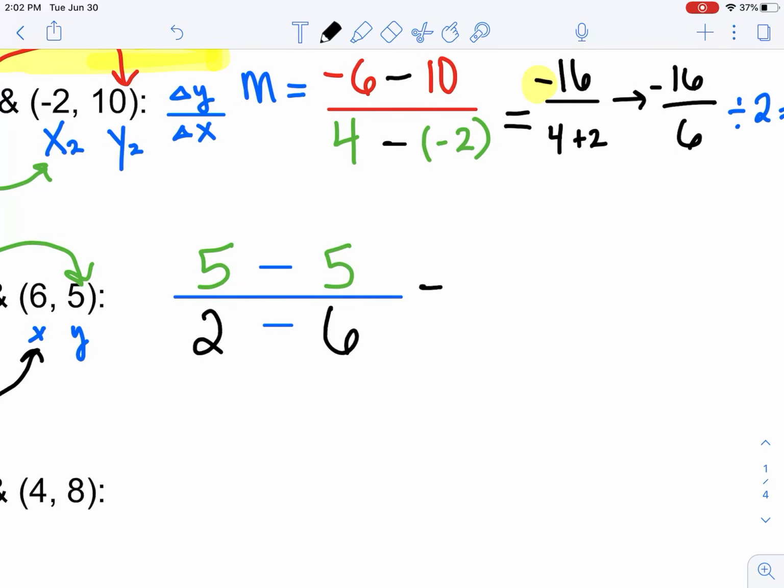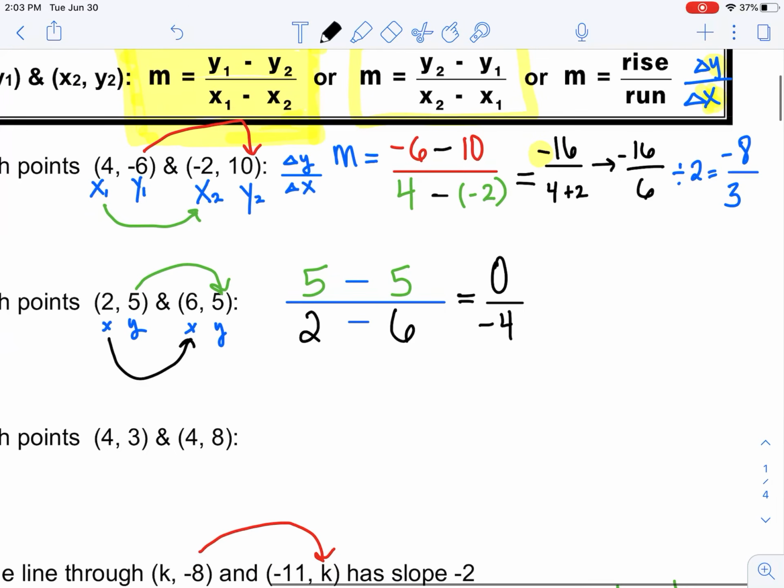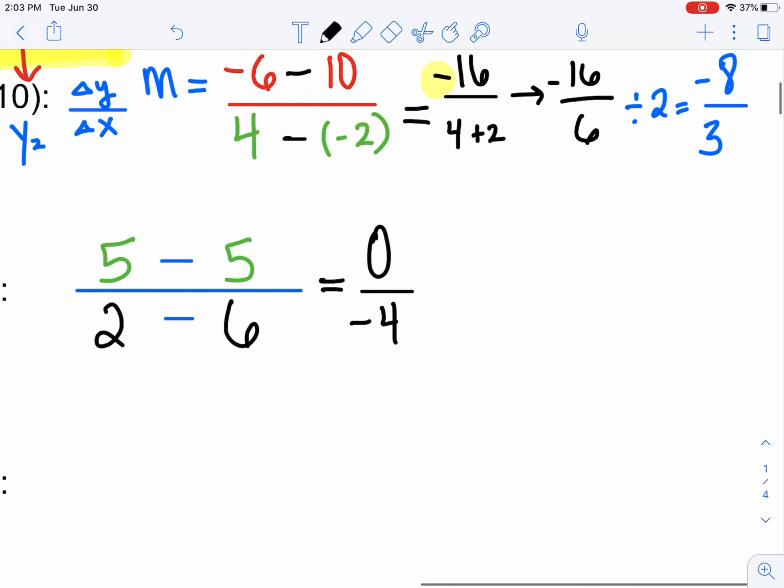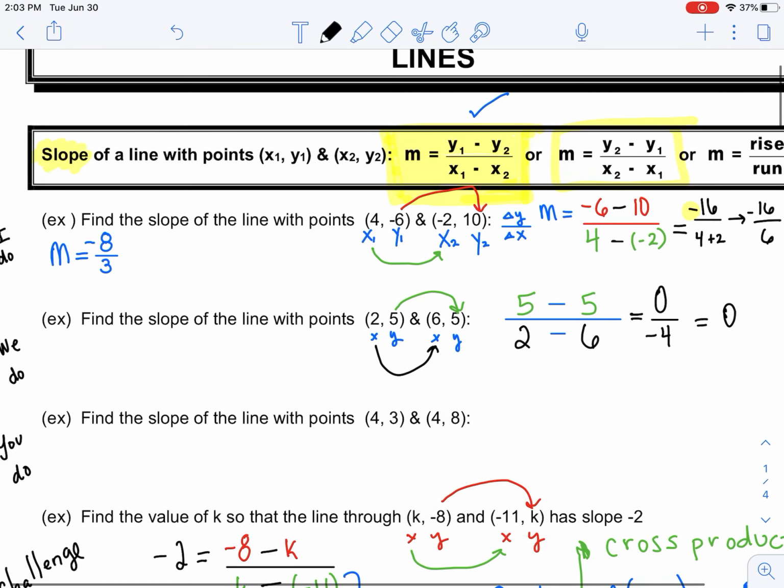All right, so now 5 minus 5 is 0, and 2 minus 6 is a -4. Well, 0 divided by -4 is actually 0. So in this example, m is 0, which means these 2 points create a horizontal line since it has a 0 slope. But we'll talk about that a little bit more later.